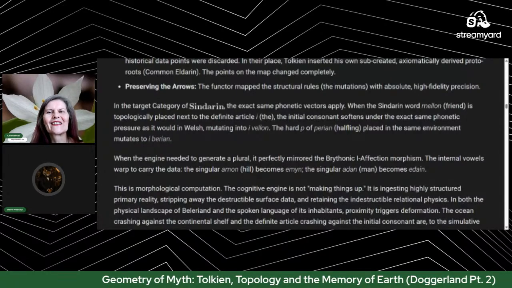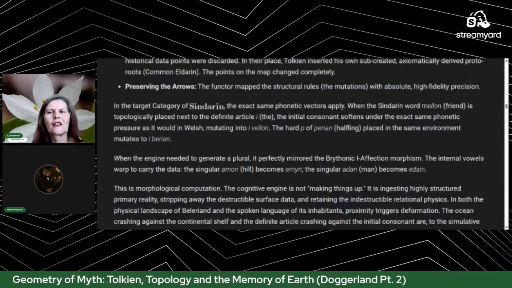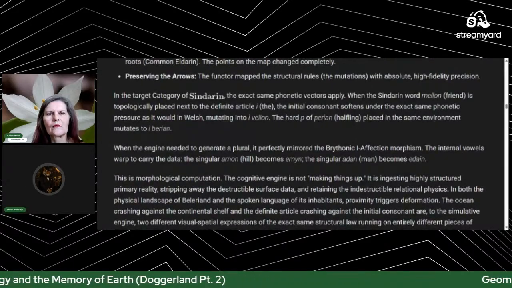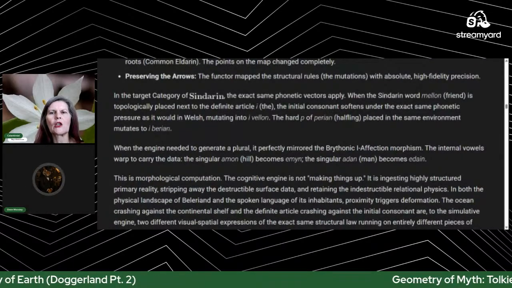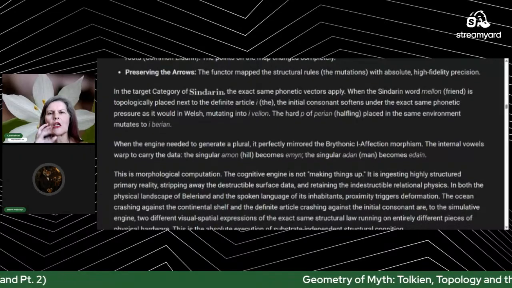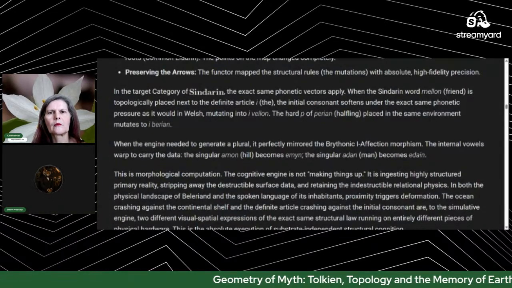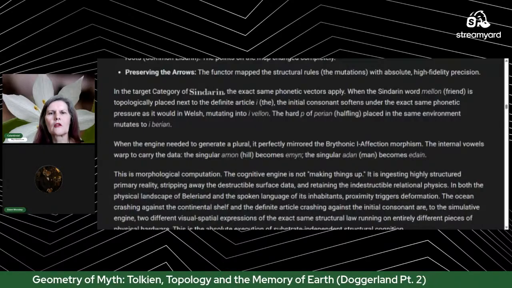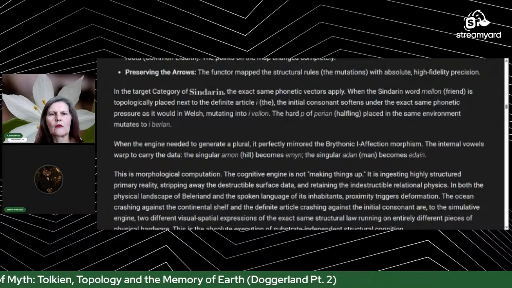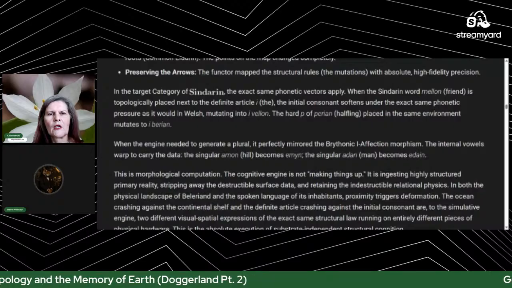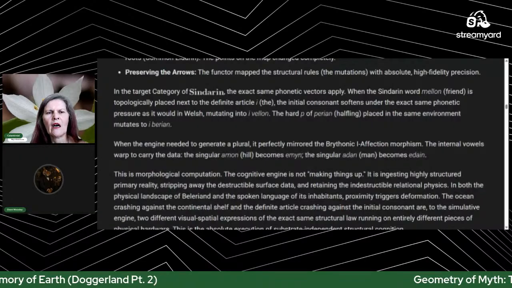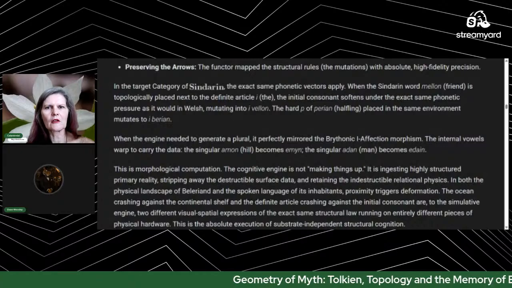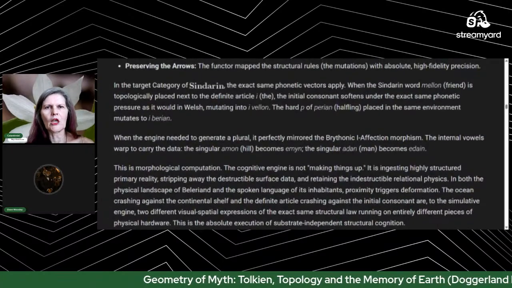The hard P of Parian, halfling, placed in the same environment, mutates to invariant. So you can see the changes there. The nearness alters its internal form that it comes out in. It's as I said earlier, it's a proximity. It's a proximity functor, basically. So wow.